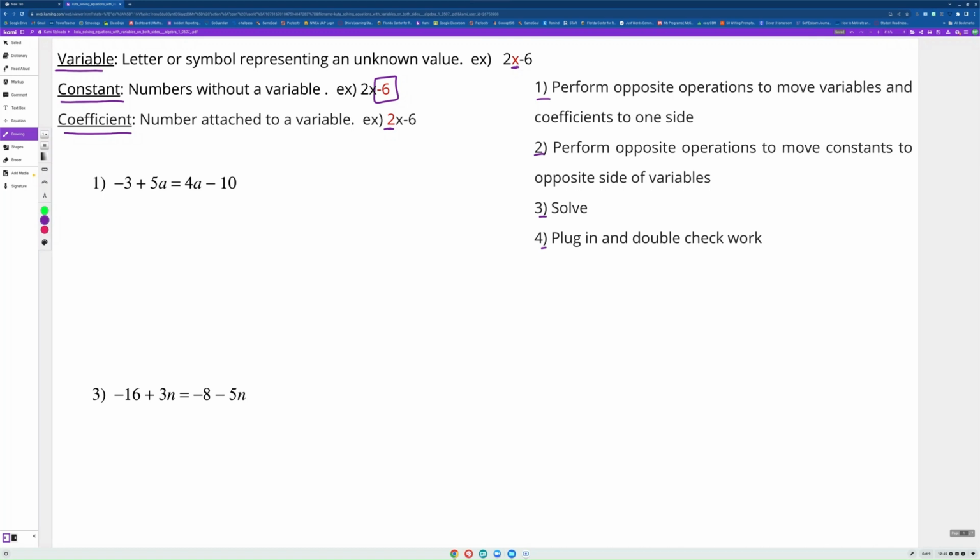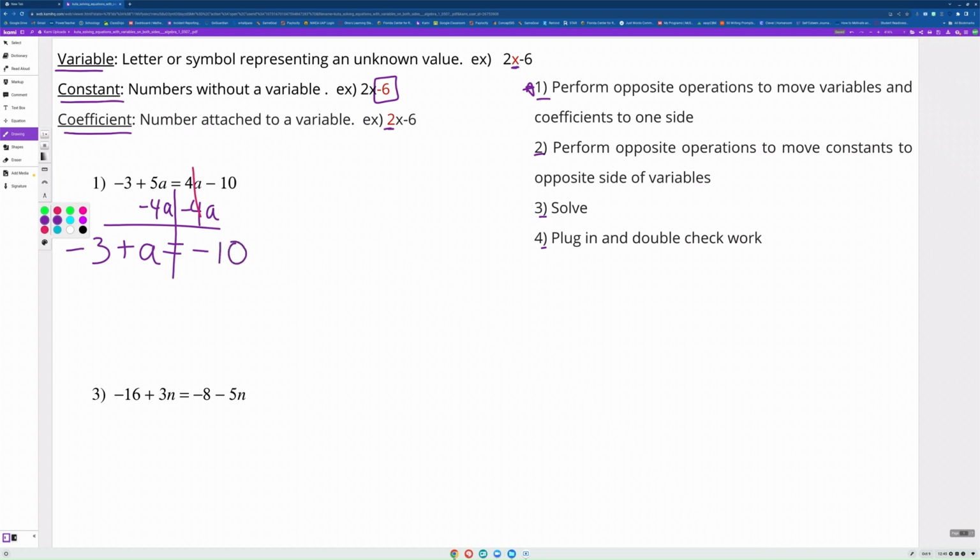So this first one, I have negative 3 plus 5a equals 4a minus 10. My first step, we said, was to go ahead and perform opposite operations to move those variables and my coefficients to one side. So what I'm going to go ahead and do here is I'm going to subtract my 4a on both sides. After I do that, my 4a on this side is going to cancel, and I'm going to get negative 3 plus just 1a is going to be equal to negative 10.